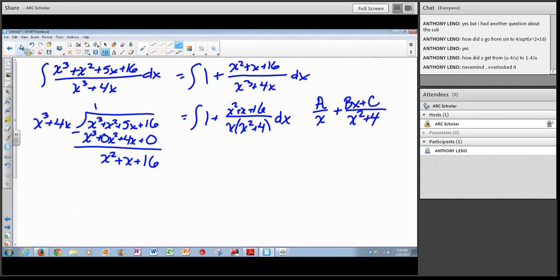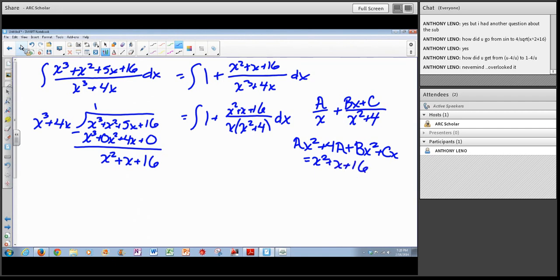Okay. So then, depending on how you like to do yours, obviously you're going to have a different setup for this. I'm going to do the thing again, but I'll go through it slower this time, so you guys can learn a different method in case you want to know more things. Okay, so we want to multiply A by the denominator of the other fraction. So we'll get Ax squared plus 4A. And then we want to multiply this x times the numerator of the other fraction, right? So we'll get plus Bx squared and then plus Cx. And as before, we want this to equal the numerator of our original fraction, right? So x squared plus x plus 16.